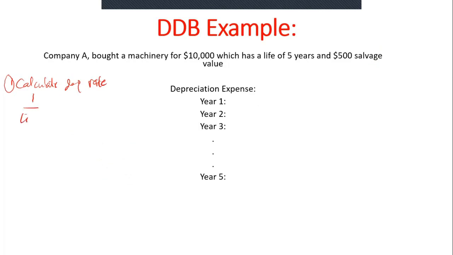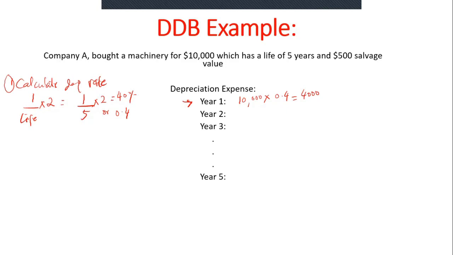The formula is 1 over useful life times 2. So in this case, if we look at this question, it would be 1 over 5 times 2, which would give me a depreciation rate of 40% or 0.4. Either of them would give you the same result. So for example, if you have to calculate depreciation expense for year 1, you would take the cost of the asset $10,000 times 0.4. This would give me a depreciation expense of $4,000 for year 1.